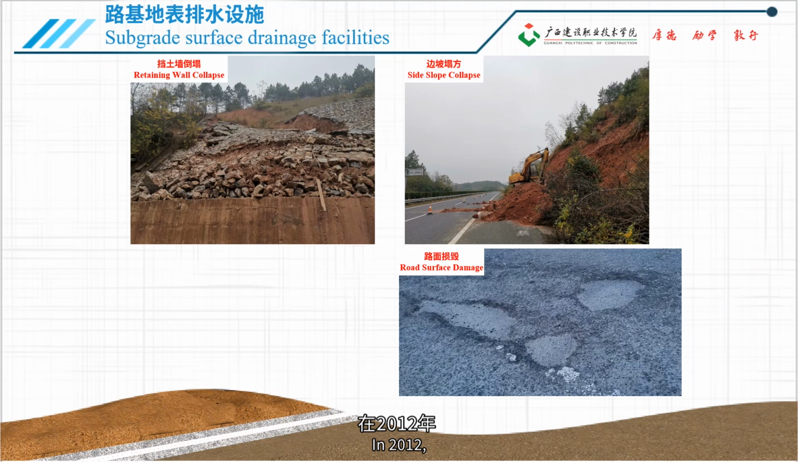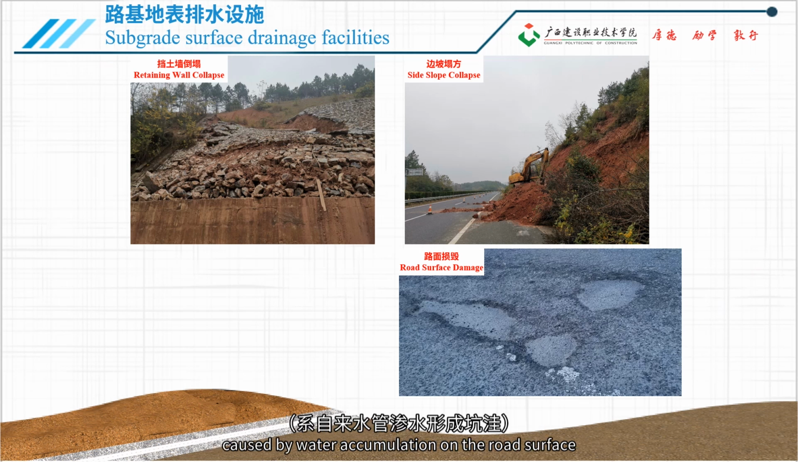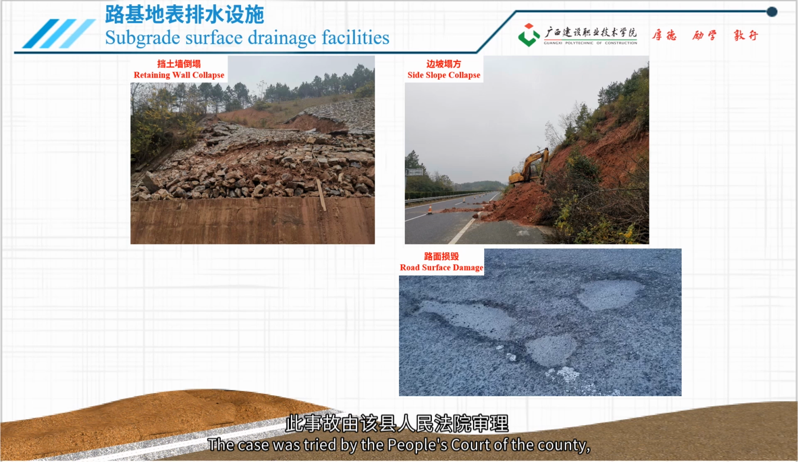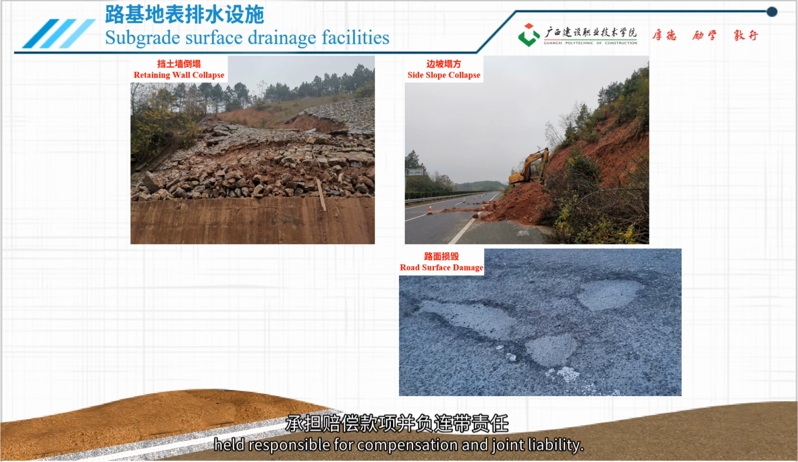In 2012, a traffic accident occurred in Tonggu County, Jiangxi Province, caused by water accumulation on the road surface due to leakage from tap water, creating potholes. The case was tried by the People's Court of the county, and the Tonggu Highway Management Bureau was ultimately held responsible for compensation and joint liability.